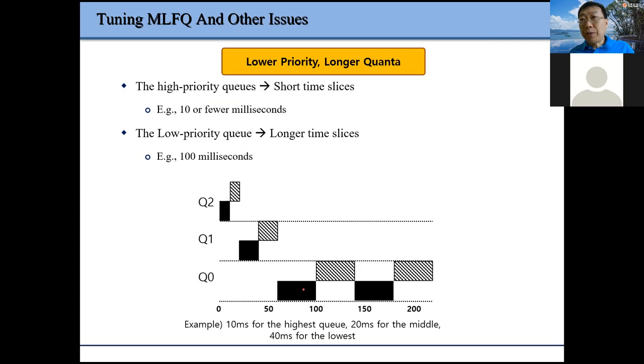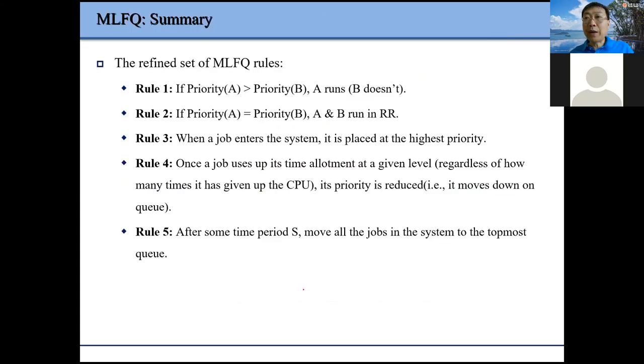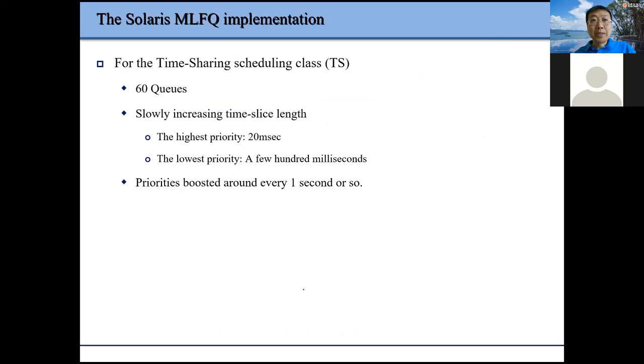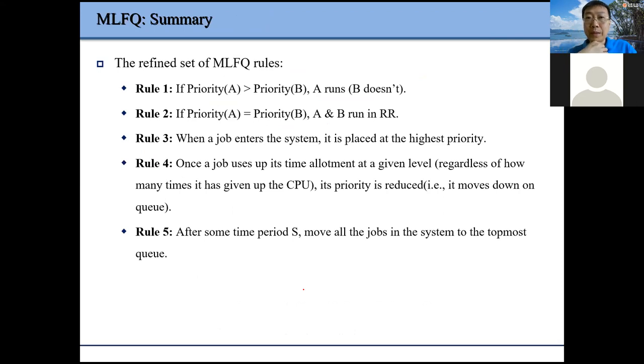Okay, so I guess that's all for this algorithm. Before I go to talk about some implementation, let's summarize this multiple level feedback queue. First rule: if priority A is greater than priority B, then A runs, B will not run. Second rule: if priority A is equal to priority B, then A and B run in round robin manner. Generally speaking, we have several queues with different priorities, and we will always schedule the job with high priority, which means we go to the queue with a high priority. If we have a job, then we just run that job first.